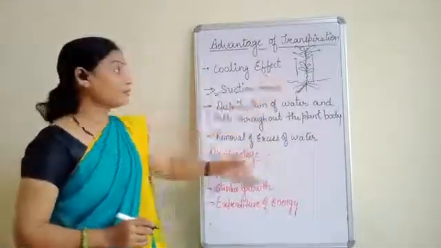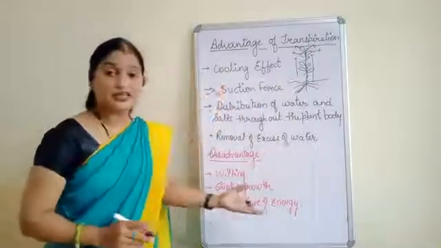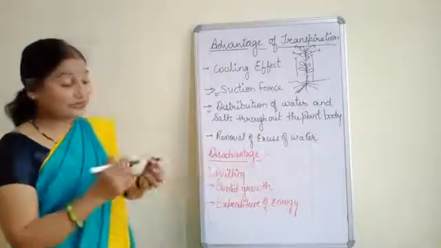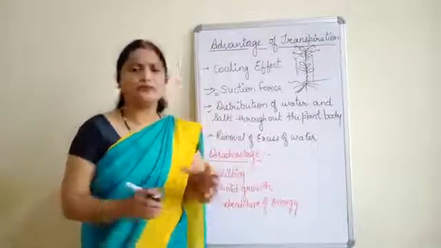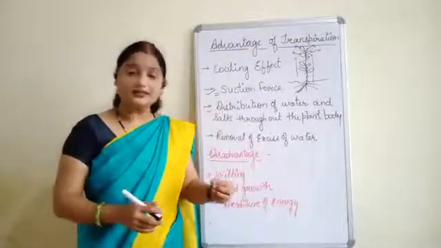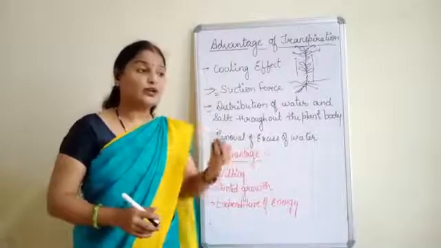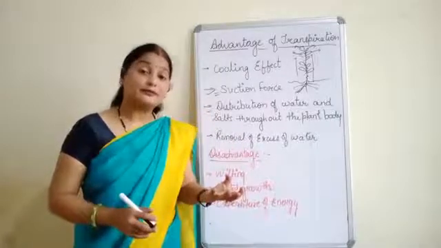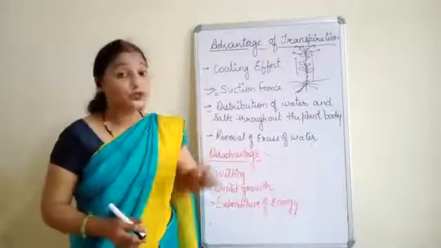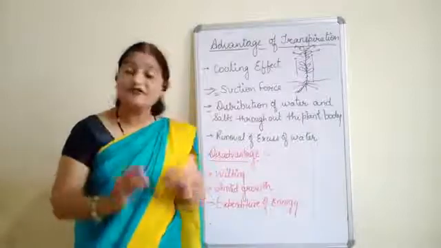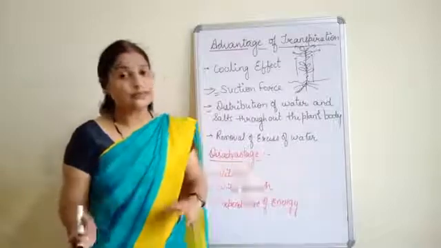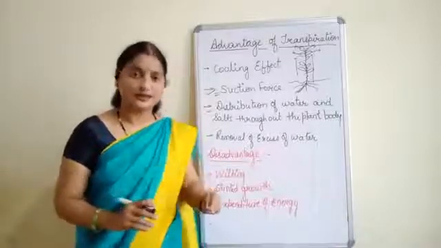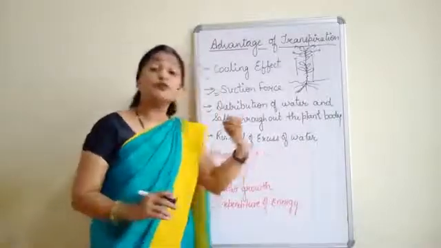Next is removal of excess of water. Okay, by the process of transpiration, if the plant has absorbed excess amount of water, because roots are always there to absorb the water, and even the only 2 to 3% of the water absorbed by the plant is used by the plant, rest everything is waste. Okay, that is 95 to 98% water is total waste. So, where that water will go?